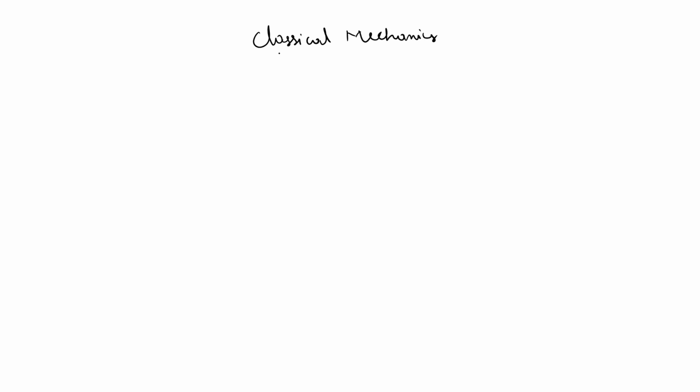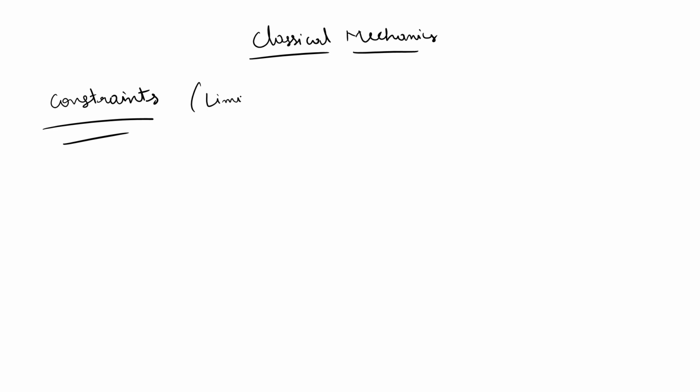Classical mechanics. When we talk about classical mechanics, we talk in steps of constraint forces. Let's begin our discussion on constraints. What exactly does this word constraint mean? What is the English meaning of it? Constraint basically means limitation.